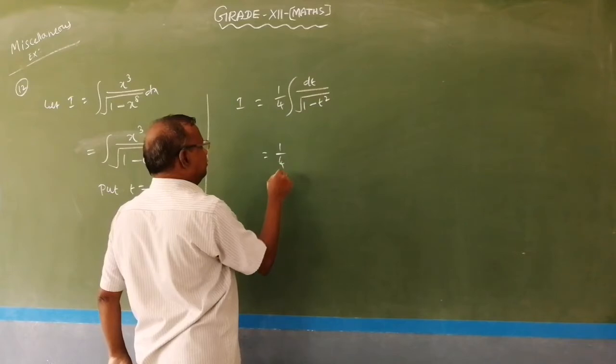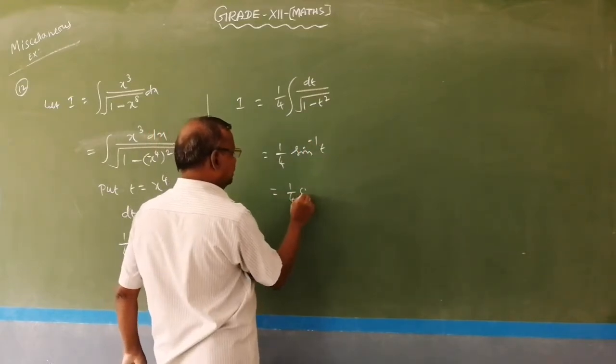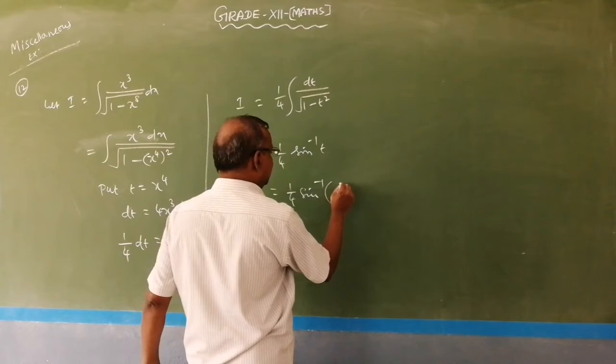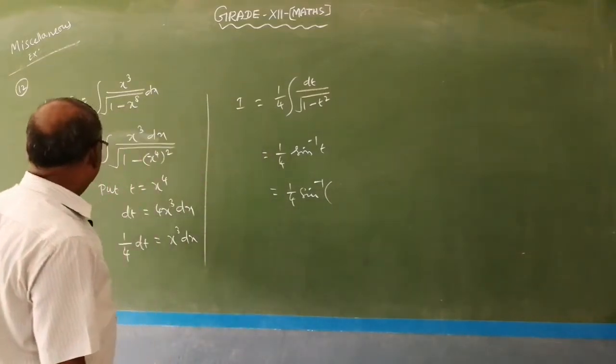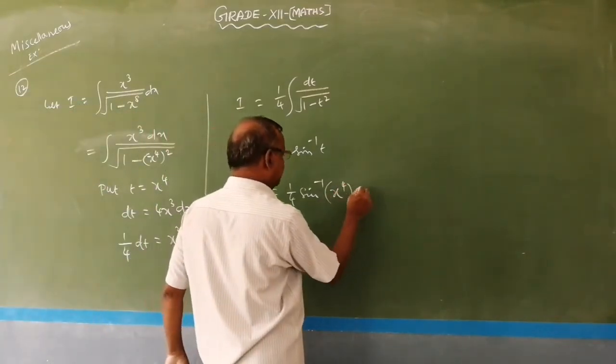This is equal to 1 by 4 into sin inverse of t. So, that is 1 by 4 into sin inverse of t, and what is t? Here we have t equal to x power 4, so sin inverse of x power 4 plus c.